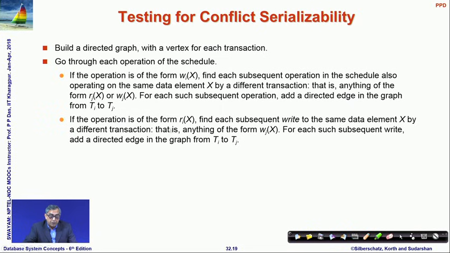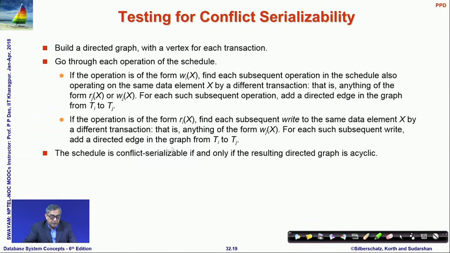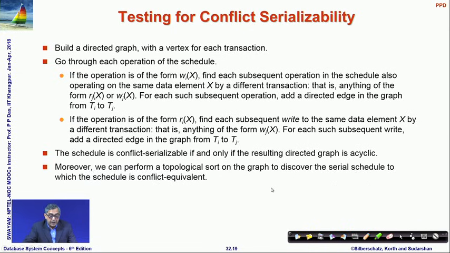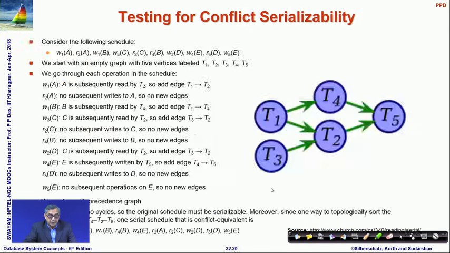On the other case, if your operation is of the form Rij, if it is a read operation, then all that you need to look for is only a write on this x in a different transaction, and then you will have an edge. Naturally, if your current operation is read and you do not find a write, there may be other reads on x, then you do not add any conflict edge. So, on this graph the schedule is conflict serializable if it is acyclic, and we will do topological sort to get that, as I have said.